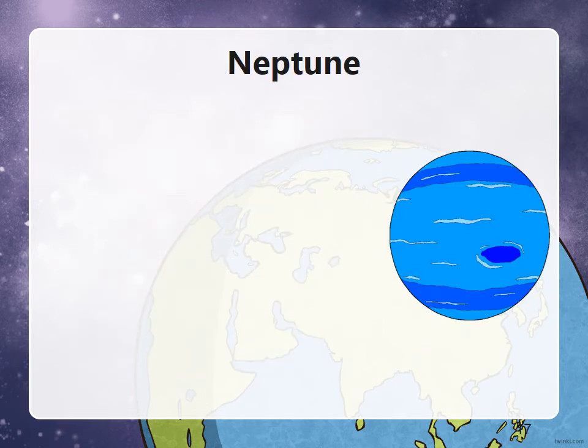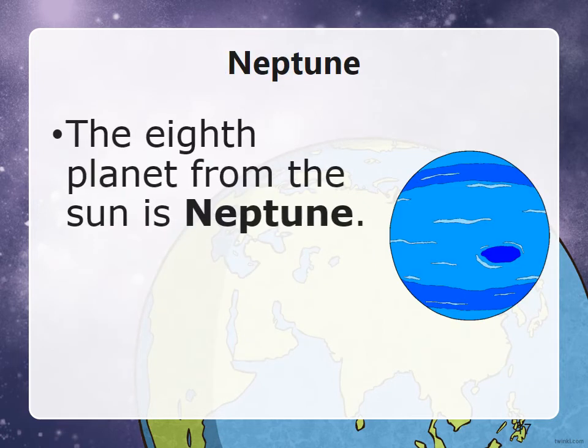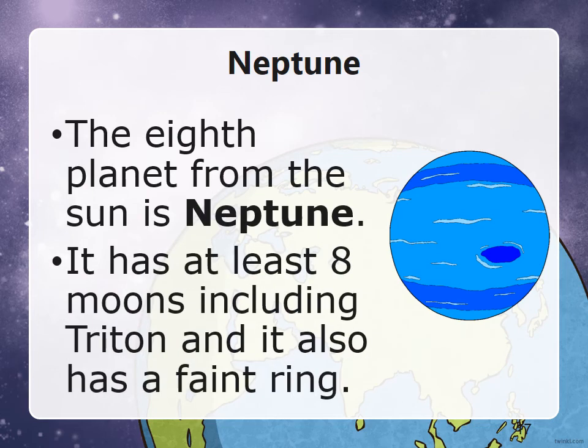Our last planet is Neptune. It is the eighth planet from the Sun. It has at least 8 moons, including Triton, and it also has a faint ring.